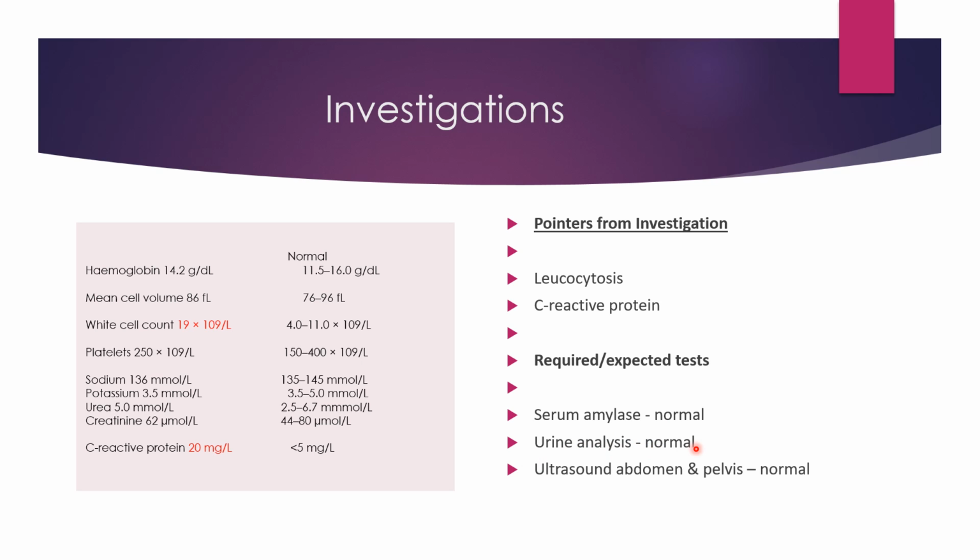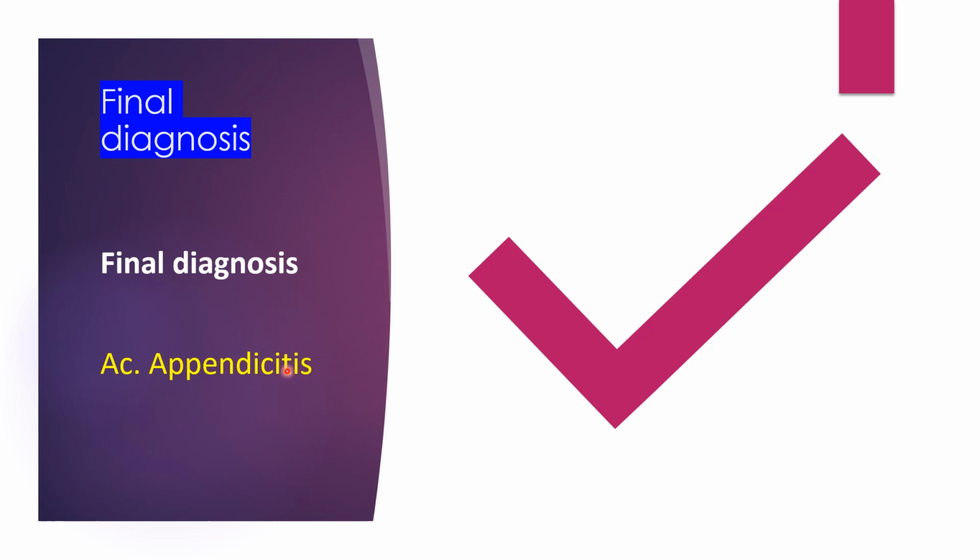Urine analysis we are told is normal, and we would like to do an ultrasound of the abdomen and pelvis, which presumably is normal. If these required tests are normal, then leukocytosis and raised C-reactive protein will suggest an inflammatory or infective cause of the disease. And among the three, the final diagnosis will be acute appendicitis.